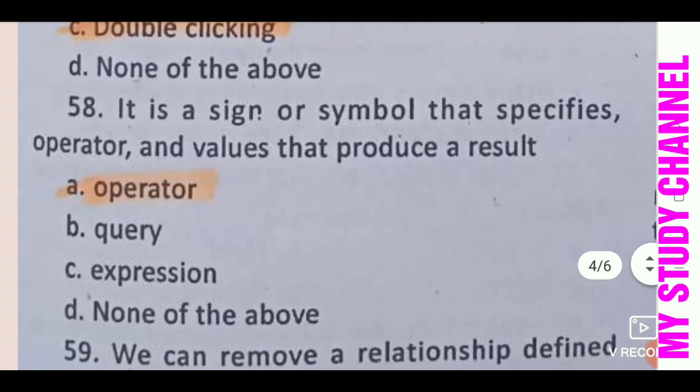Next question is, it is a sign or symbol that specifies operator and values that produce a result. A is operator, B is query, C is expression. So here the answer is operator. It is a sign or symbol that specifies operator and values that produce a result. So what is this? Option A is the right answer, that is operator.